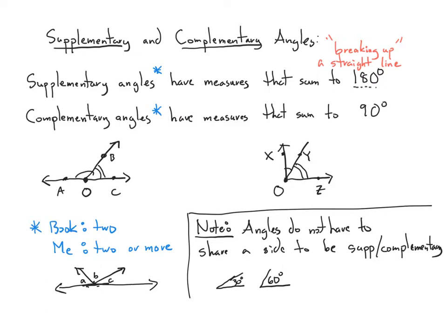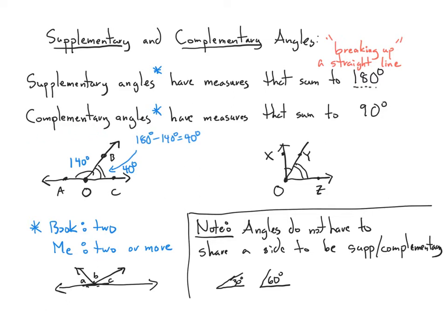So what does that mean? That means if angle AOB was, say, 140 degrees, then angle BOC would be 180 minus 140 degrees, which is 40 degrees. So BOC is 40 degrees, since these angles are supplementary.